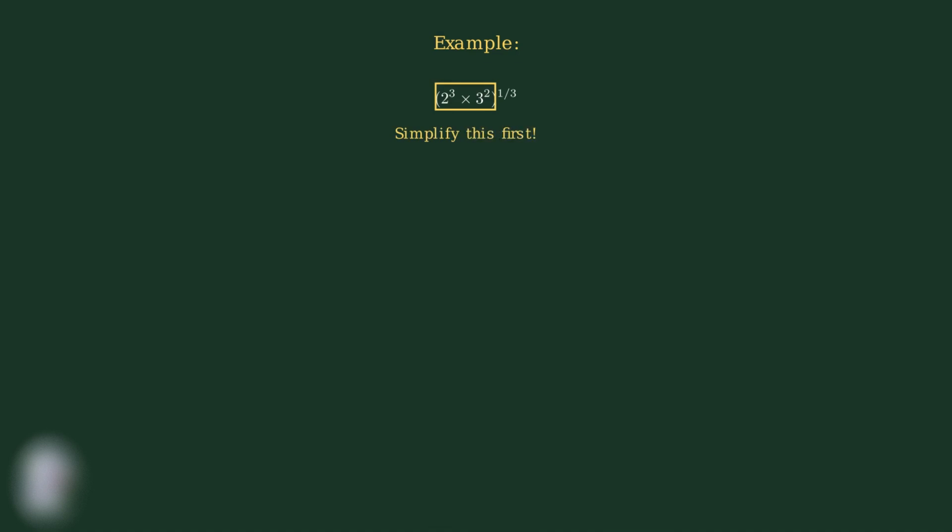This is what we must simplify first, before we can apply the fractional exponent. Step 1, simplify inside the parentheses. 2 to the third power equals 8, and 3 squared equals 9. 8 times 9 equals 72. Step 2, now we apply the fractional exponent. Our expression becomes 72 to the 1/3 power, which is the same as the cube root of 72.